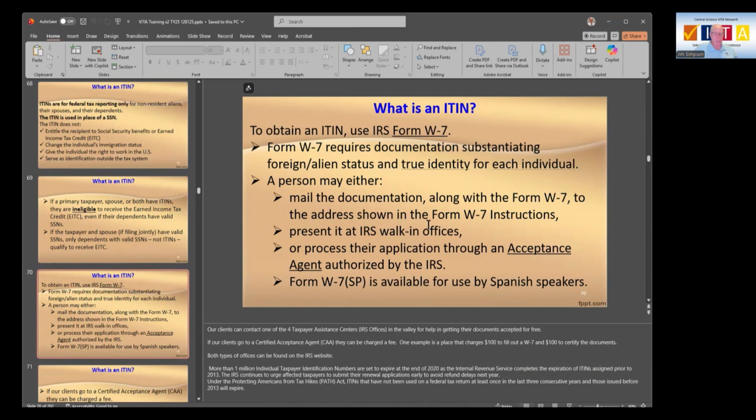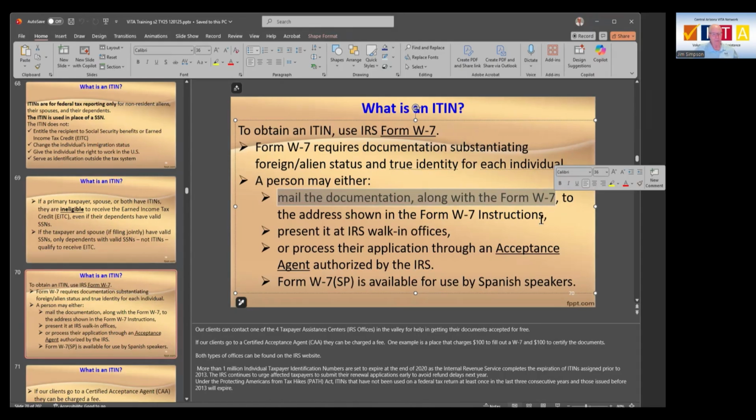So here's the process, and I'm not going to go over too much of this stuff, although I want to point out something really important. Okay. You have to have documentation that substantiates their status and identity. The IRS gives you lists of documents that will satisfy one or the other. There's only one document that satisfies both, and that's a passport. And generally, if they're applying for an ITIN using a W-7, they're going to bring in a passport. Now, the instructions will say, mail the documentation along with Form W-7. And by the way, it has to be with the tax return.